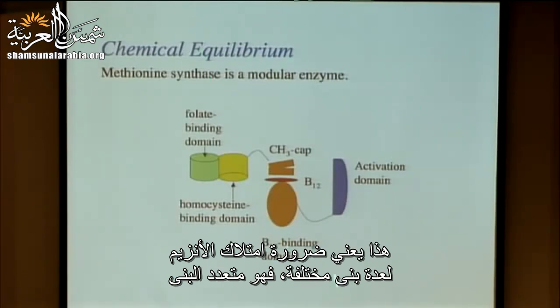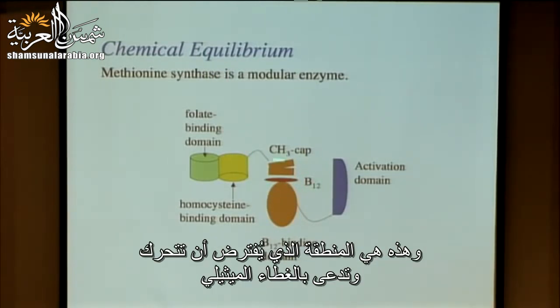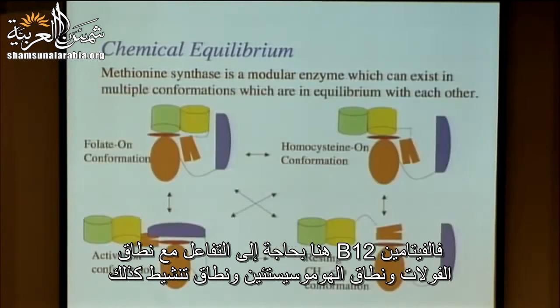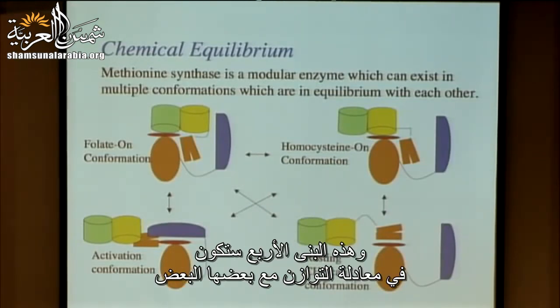It's modular. Here's the vitamin B12 binding domain, the vitamin B12. There's this region that has to move called the methyl cap. The B12 here needs to interact with a folate domain, a homocysteine domain, and an activation domain. So you need to have at least these four different structures. And these four structures will be in equilibrium with each other.